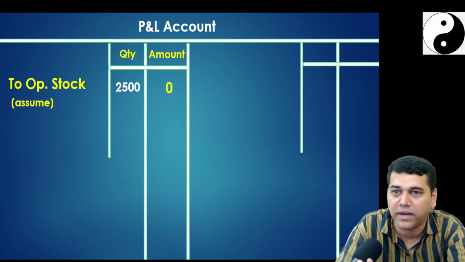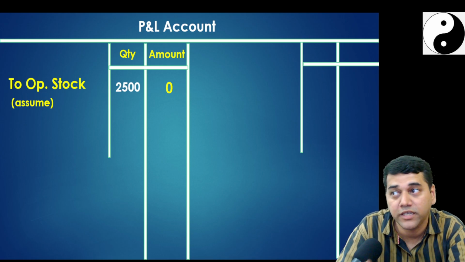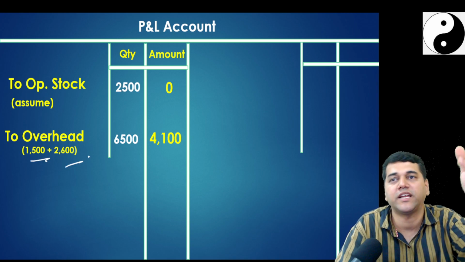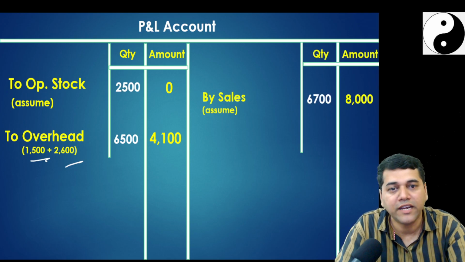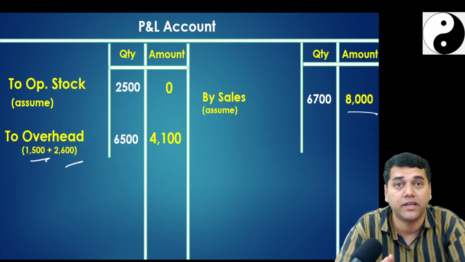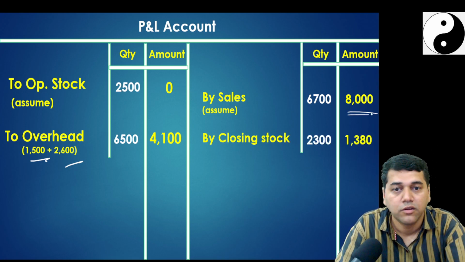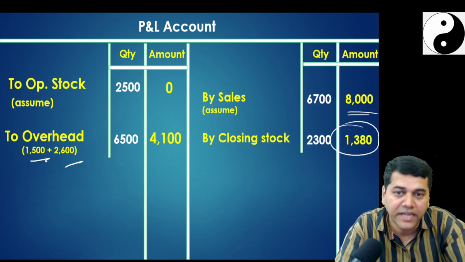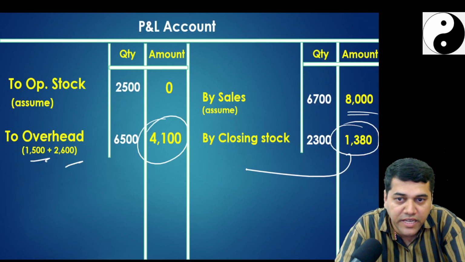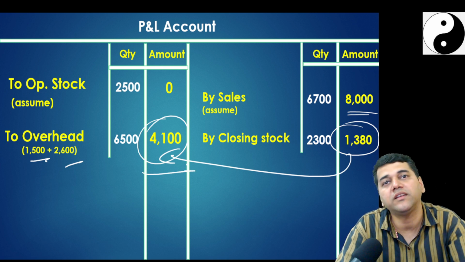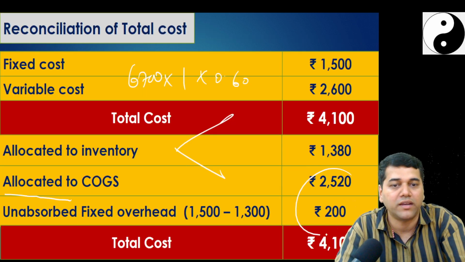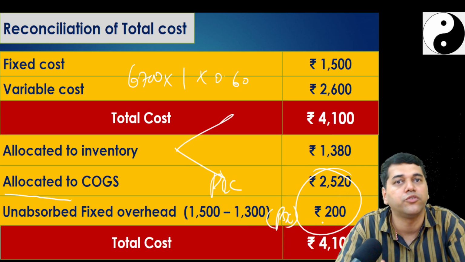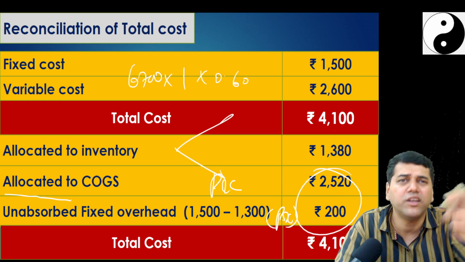To look into this format, see, opening stock quantity only was told, they didn't tell you the value. Overhead cost, how much? 1500 plus 2600, you passed expense account debit to bank. At the end of the year, sales you said, say for example, 8000 rupees. Closing stock will be 1380. Now, that is going to get hit. So, 4100 is there, 1380 you will bring this side. So, the balancing figure is this. It is hitting your P&L account. COGS also will hit P&L account. Since you didn't load it on the inventory, it's also going to hit your P&L account. That's why they call it charge to P&L.